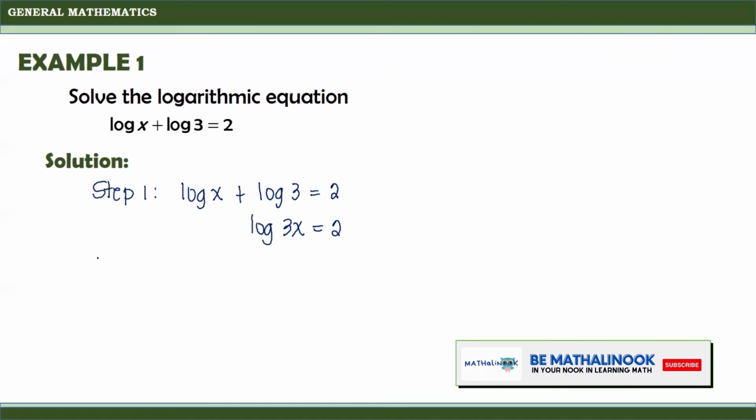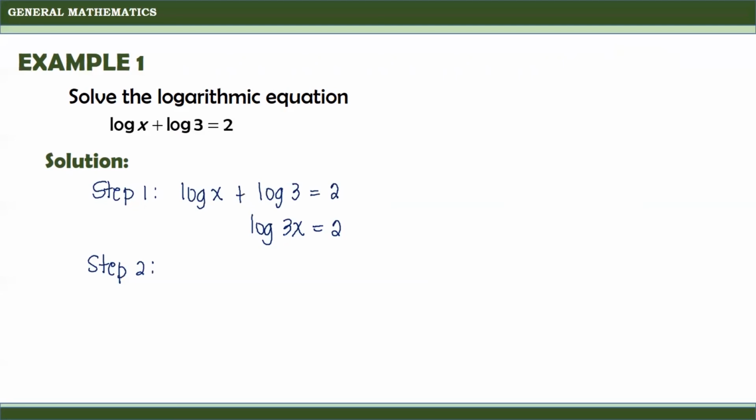Next step, if needed, let us express this equation into exponential form. Notice that we do not have a base here, so it means that the base is automatically equal to 10 because this logarithmic expression is what we call a common logarithm. Therefore, writing this logarithmic equation into exponential form, we will have 10 raised to 2 equals 3x.